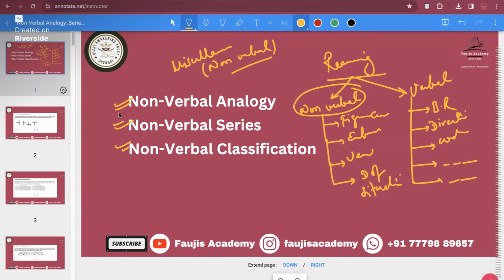Start the class, and today we will be studying three things: verbal analogy, non-verbal series, and non-verbal classification. What is analogy? Whenever we are trying to appreciate someone, let us say that person was looking like a gentleman. If that is so, we are comparing that person to a gentleman.